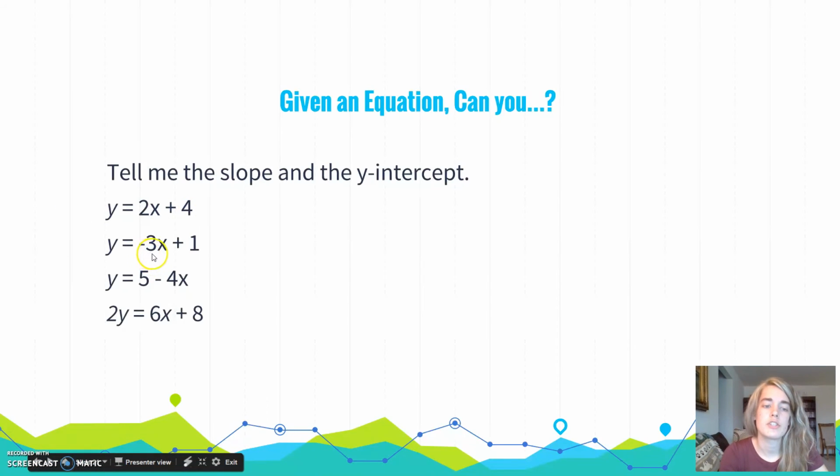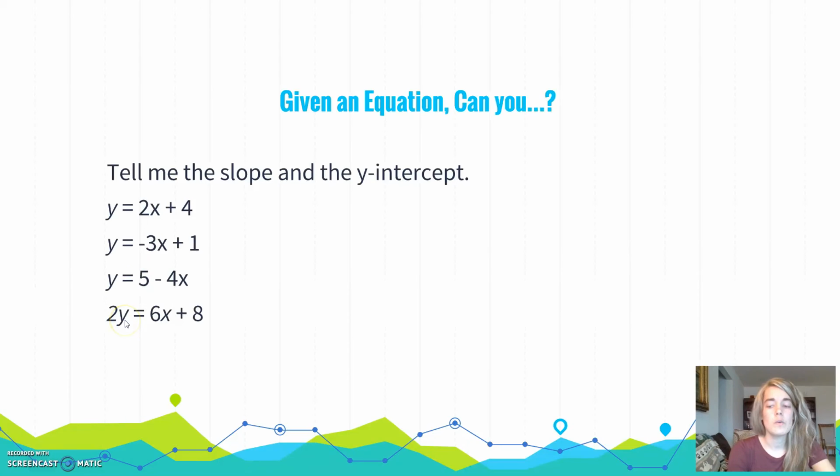In this equation here, -3 is your slope, and your y-intercept is +1. This one's flipped around a little bit, that's fine. But remember, whatever is attached to the x is your slope. So in this case, it is a -4. Be very careful. So this minus sign is kind of attached to the 4. So it is a -4 slope. And your y-intercept is just that extra piece over here, which is a +5.